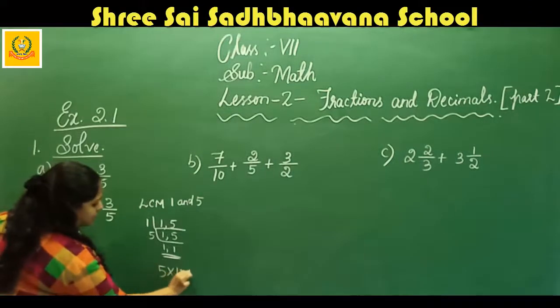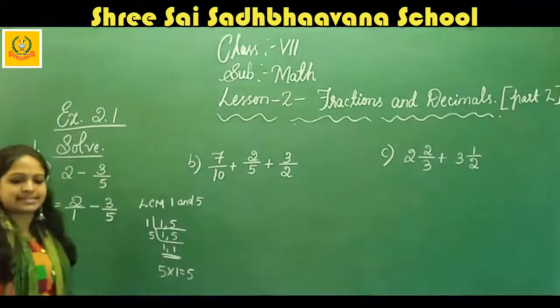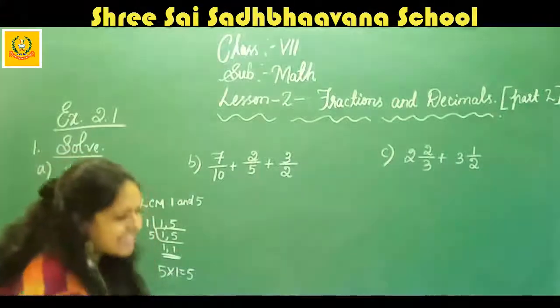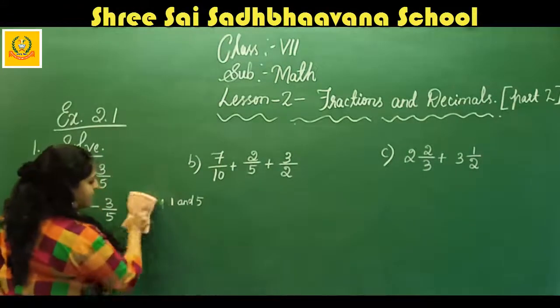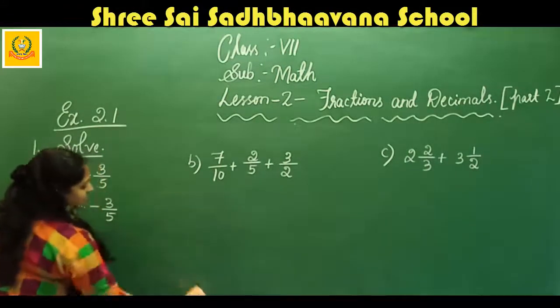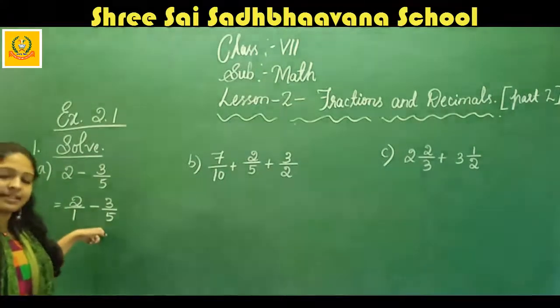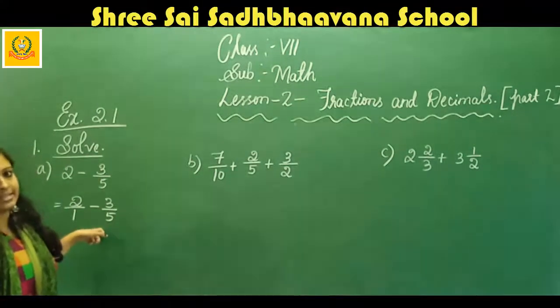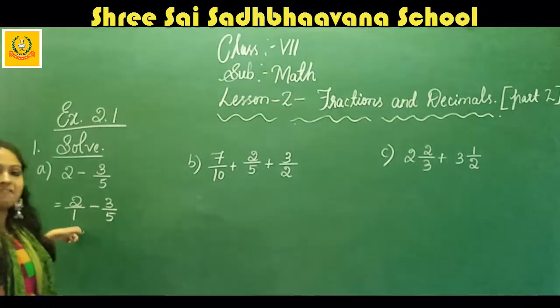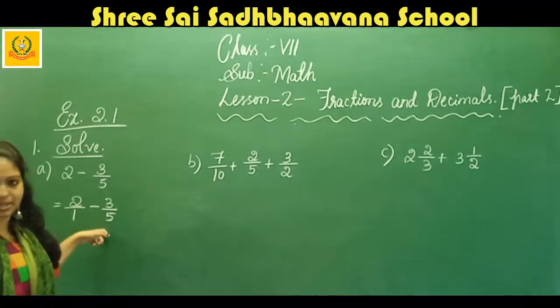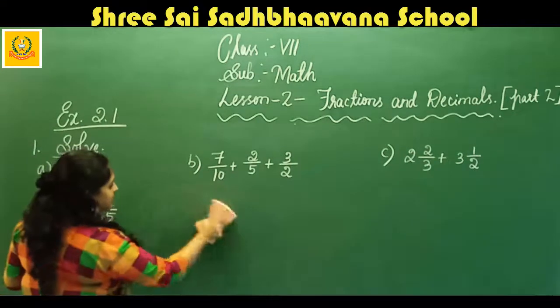5 into 1 is equal to 5. So 5 is the LCM. It is simple to you. I just showed you for your understanding. Whenever 1 is there and any other number is there, then you can assume that that number is the LCM. Okay, when in the case of 1 and the other number. Okay, yes. So now the LCM is 5.